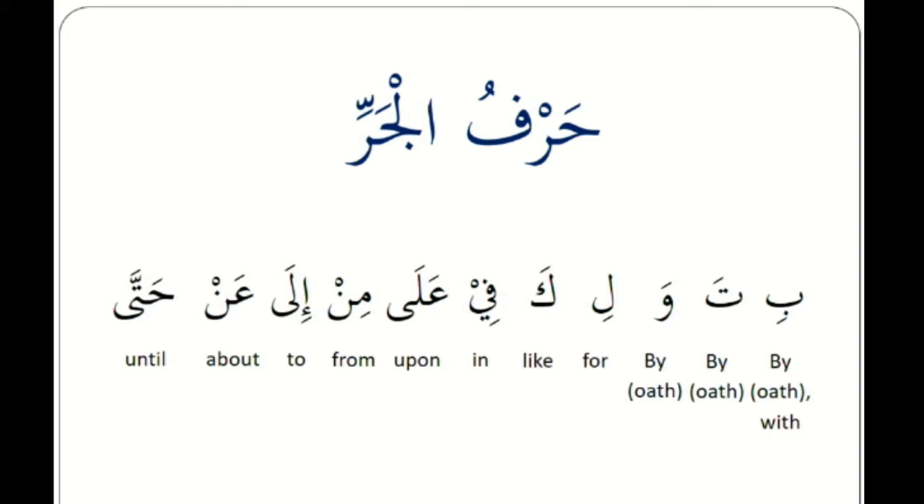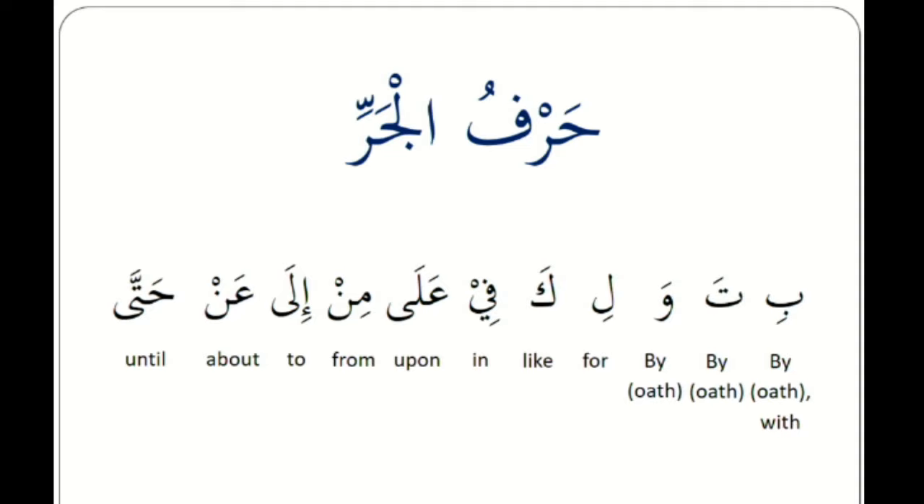By time. If you say Wal Fajr, what does it mean? By Fajr time. Or Allah can say Wal Duha, by Duha time. Allah says Was Sama'i. What does Was Sama'i mean? Allah takes an oath by the sky. Was Shamsi, by the sun. So wa is an oath.